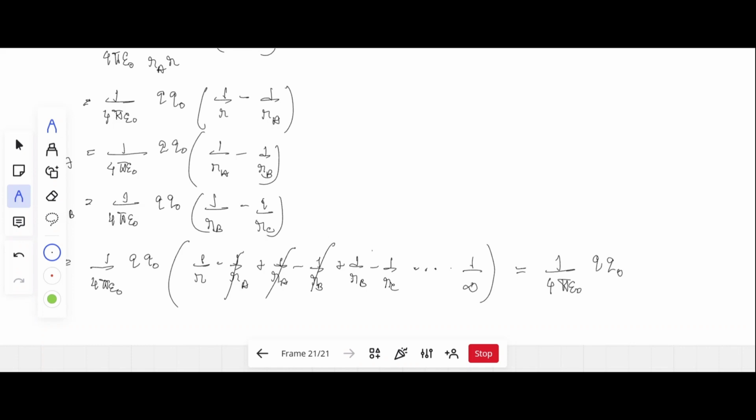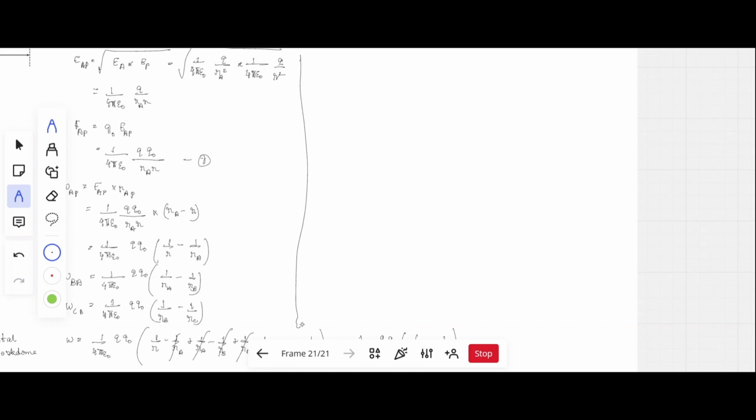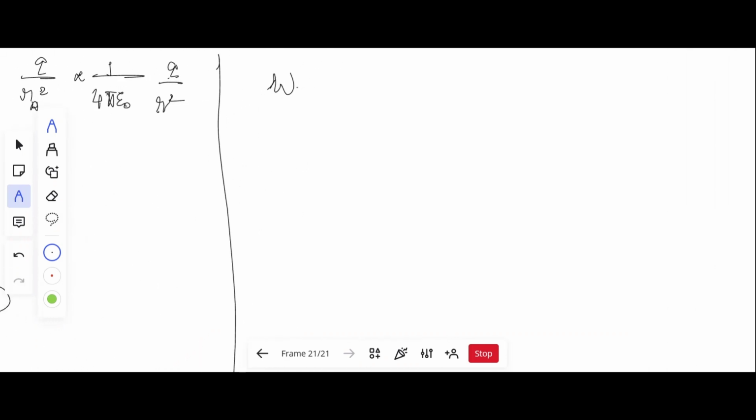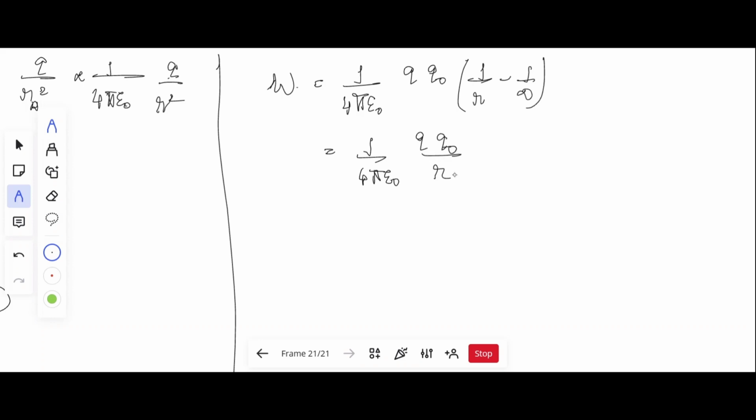This component gets cancelled, this component gets cancelled, and so on. So with 1 by r and 1 by infinity, we get 1 by r minus 1 by infinity. The total work done is 1 by 4 pi epsilon naught q naught into 1 by r minus 1 by infinity. Since 1 by infinity is 0, we get 1 by 4 pi epsilon naught q naught by r.